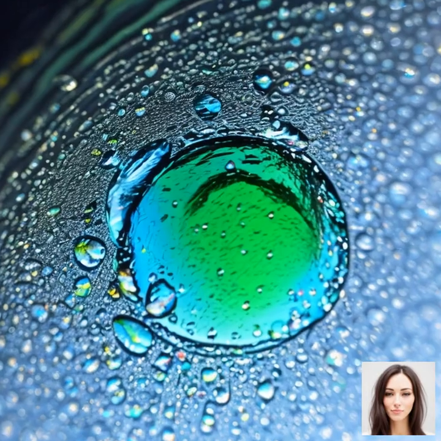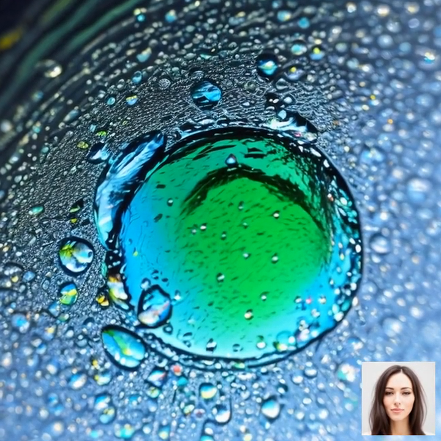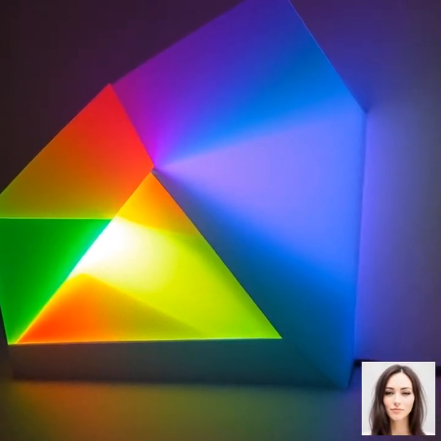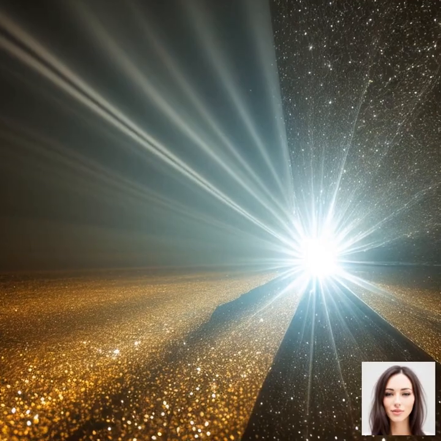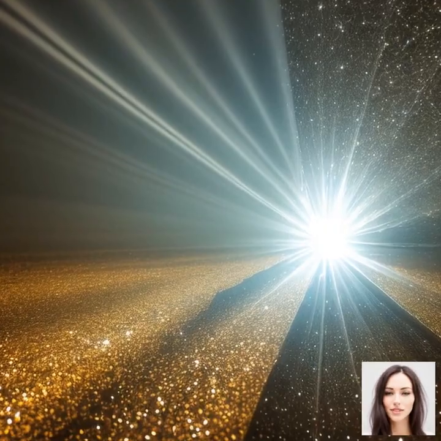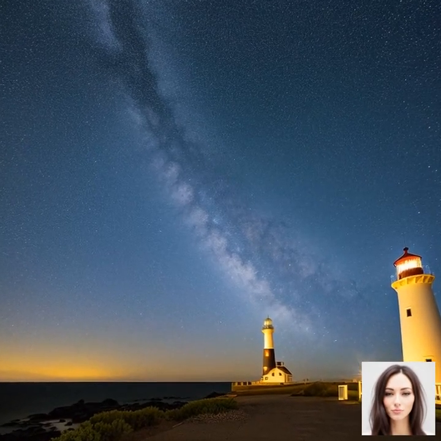Alright, let's dive into our first topic and explore the fascinating nature of light. Light is a form of electromagnetic radiation that travels in waves. It has this unique dual nature, as it behaves like both a particle and a wave. This is known as the wave-particle duality.